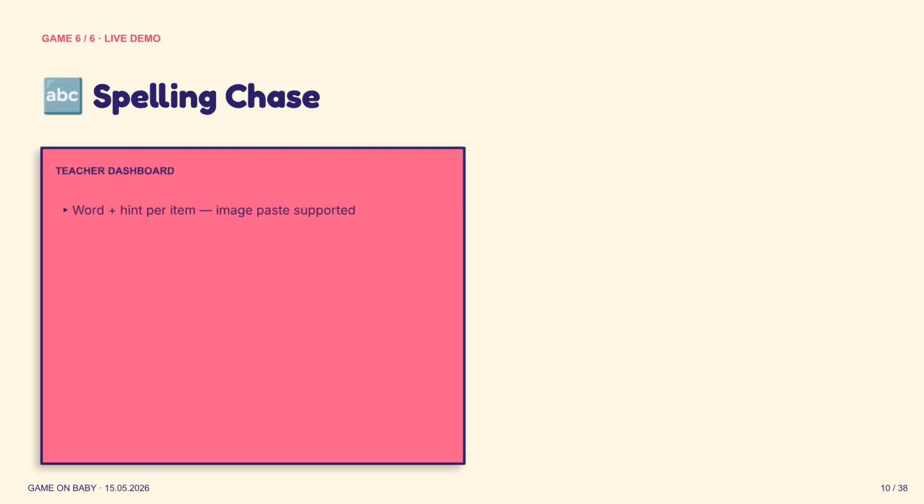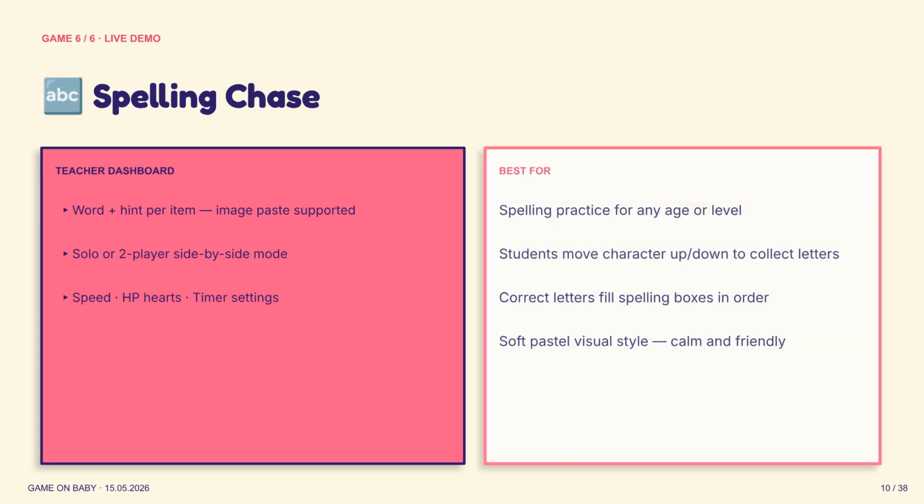Game 6 is Spelling Chase. Input word and hint per item, including image paste. Choose solo or 2-player side-by-side mode and adjust speed, HP hearts, and timer settings. It's ideal for spelling practice across all levels.